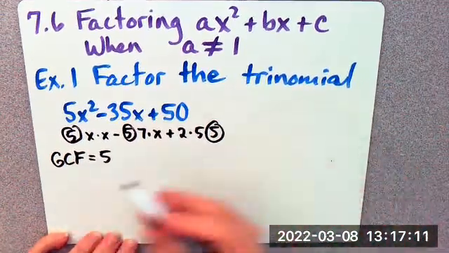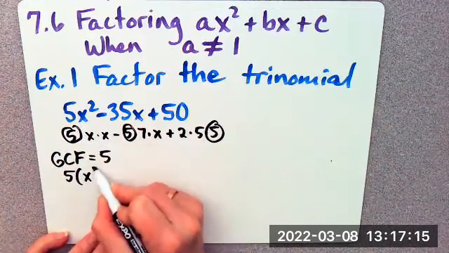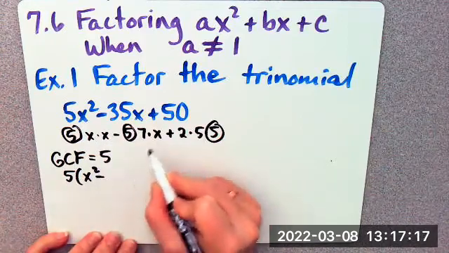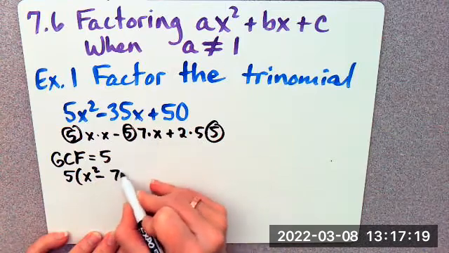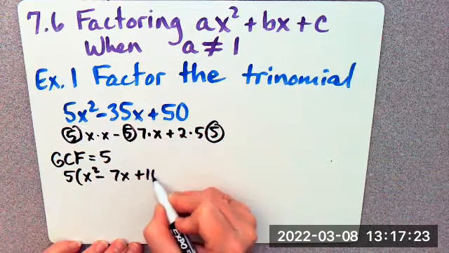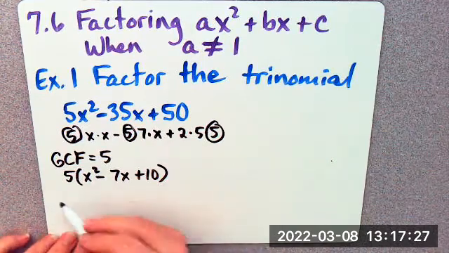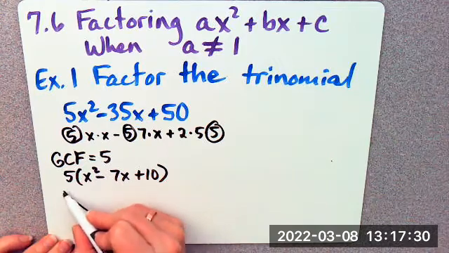So when we factor this, then we pull the 5 out, and what's left is x squared minus, and then we have a 7x, and then 2 times 5 is 10. So now we can factor this trinomial using the diamond and the box.